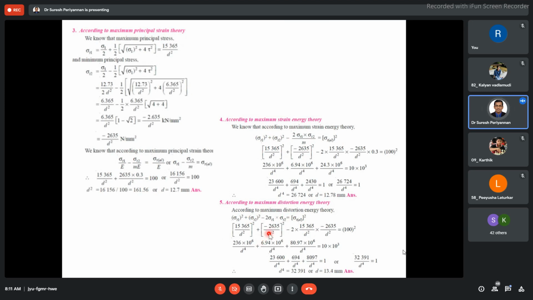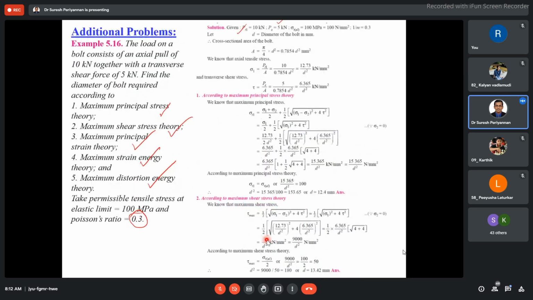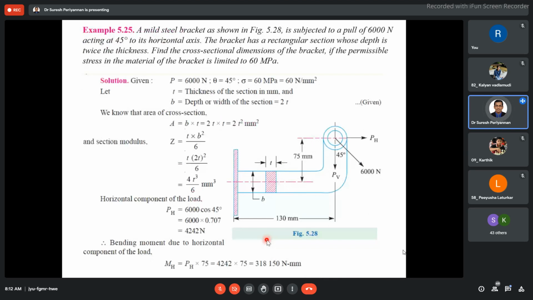Now, from all this theory, we have found that the diameter of the shaft is 13.4 mm. Then finally, we can come to the conclusion that 13.4 mm, approximately 14 mm diameter of the bolt, will be suitable for this load and stress. Okay, so that's what we discussed. Come to the next problem.